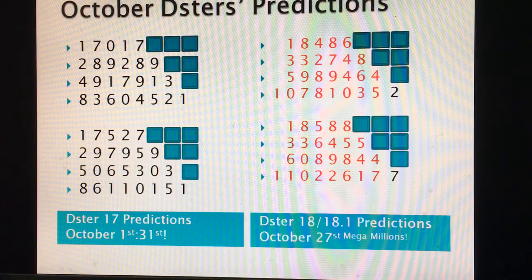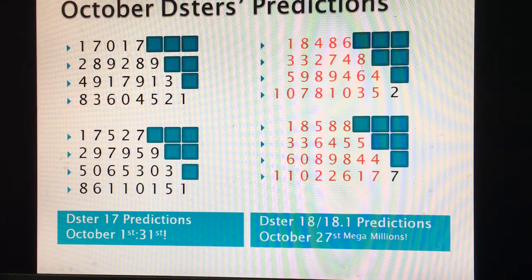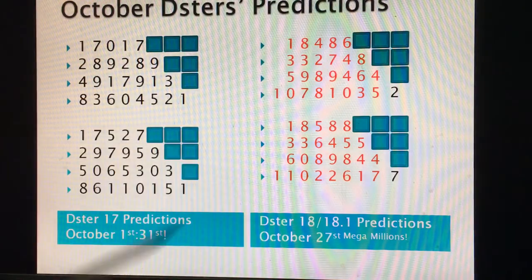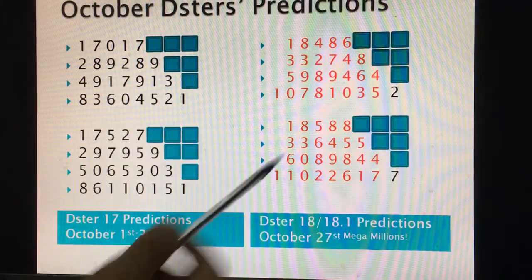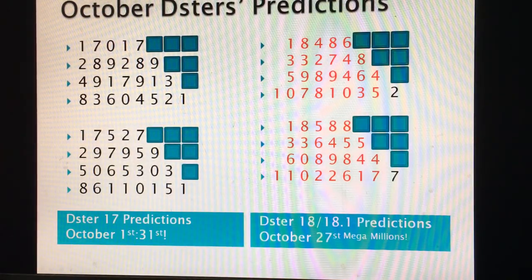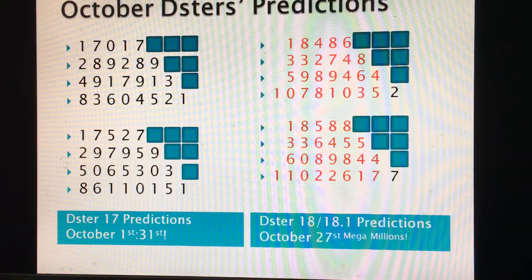I like to use 18 and 18.1 because when you add 0.1, the separation of numbers is not far away. As you can see, 18,486 and 18,588, the numbers are close by, and you still get different numbers. Although you are using 2 D-Stars, you don't get 18,486 and then 20,000. By using D-Star 19, you get 19,000 or 20,000. So that's far apart.